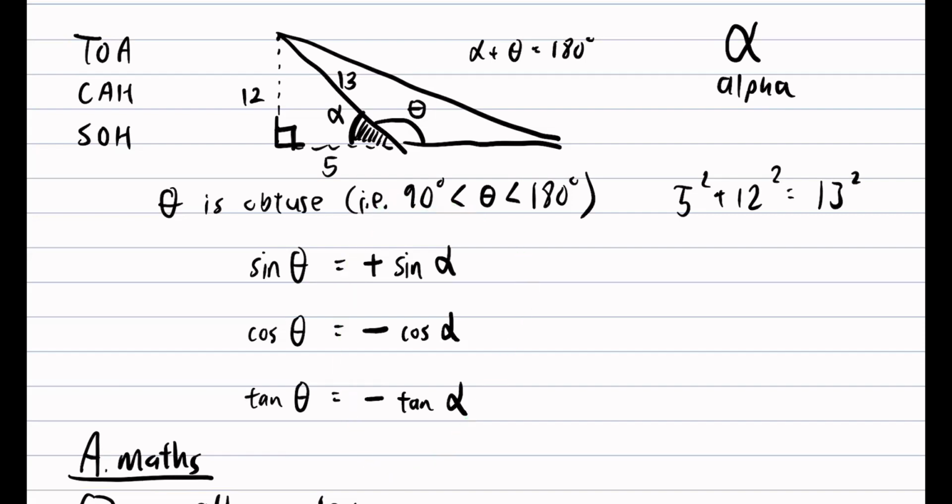Let's see how we use this formula. Sine of theta will be exactly the same as sine of alpha with a positive sign. Of course, you can just ignore the plus sign. Then in this case, what is sine of alpha?